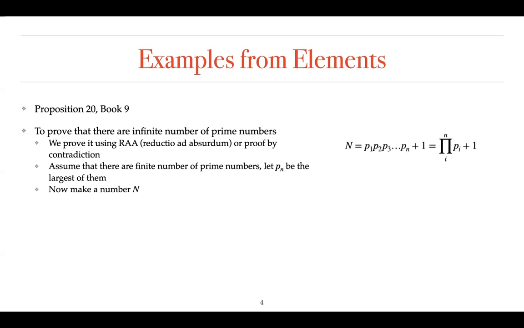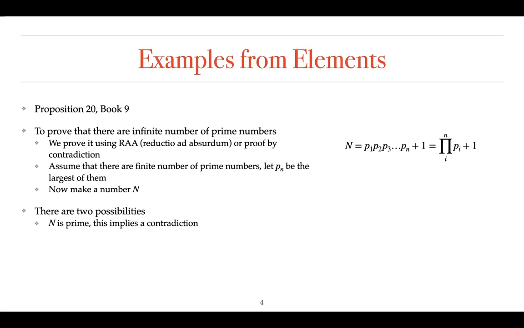Okay, and now you make a number which is equal to the product of all the prime numbers smaller than Pn, and you add 1 to it. So this is what you do. P1, P2, P3, up to Pn, the largest prime number. You multiply all these primes and add 1, and you get another number n.